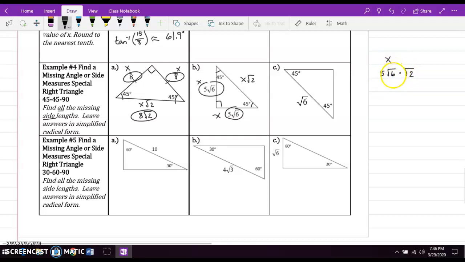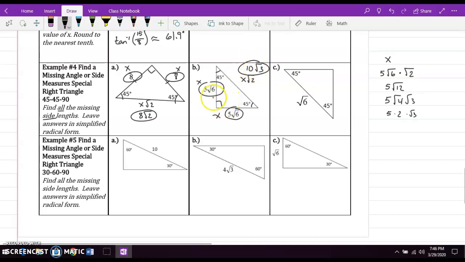So if it's a radical 6 times a radical 2, that's 5 radical 12. Make sure you simplify. This is 5 radical 4 times radical 3. This is 5 times 2 times radical 3. So the final answer for this side is 10 square roots of 3.